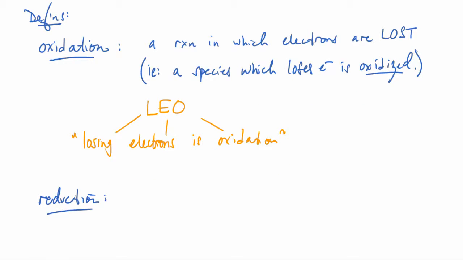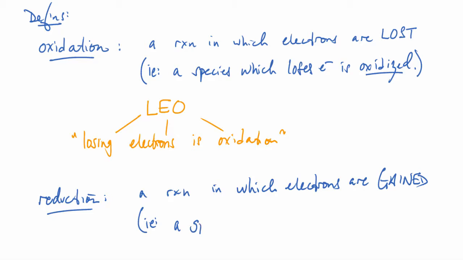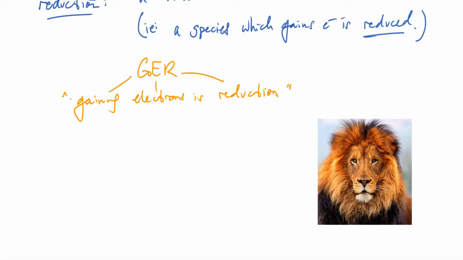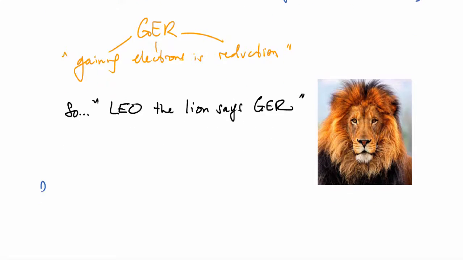So reduction is a reaction in which electrons are gained. So a species that gains electrons is reduced, and in the reaction above, that was the oxygen. Oxygen gained electrons to form the oxide ion. So we would say oxygen was reduced. Gaining electrons is reduction. So here we have another easy mnemonic, and you can see here the lion, and the way to remember this is to say LEO the lion says GER. So losing electrons is oxidation, gaining electrons is reduction.